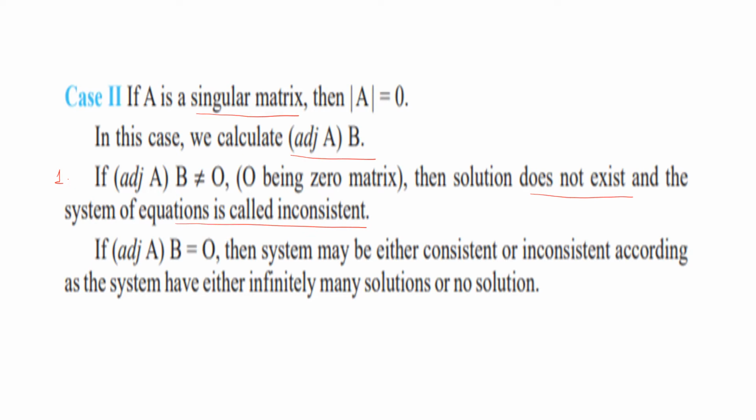So we will compute adjoint A into B. If it turns out to be not equal to 0, then the solution does not exist and we say that the system is inconsistent. Whereas in the second case, if adjoint of A into B comes out to be 0, then the system may either be consistent or inconsistent, according as the system has infinitely many solutions or no solutions. So let us discuss one by one.